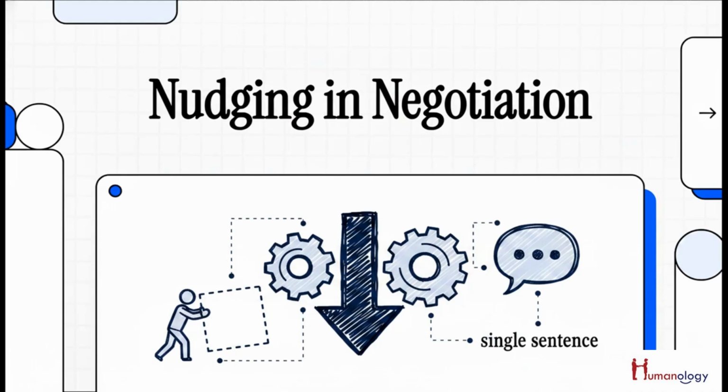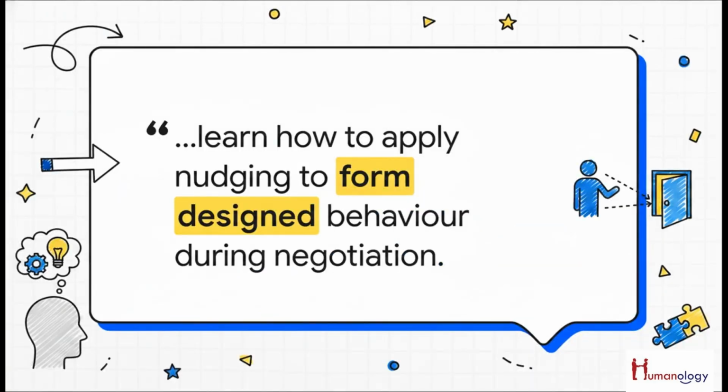Today, we're going to dive into the art of negotiation by looking at just one single powerful sentence. Let's see what secrets it's holding. So, here it is. And yeah, you're seeing that right. This one sentence is our entire source for today's explainer. It's from a negotiation module, and man, does it make a bold promise. It says you can learn to apply nudging to form-designed behavior. I mean, what does that even mean? How can you design someone's behavior? That's the big question, and that's exactly what we're going to unpack.